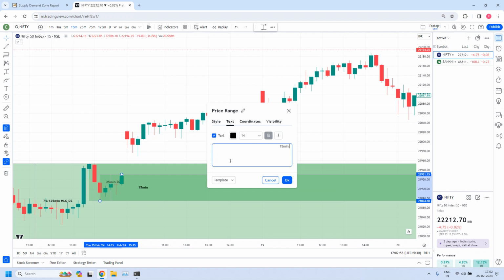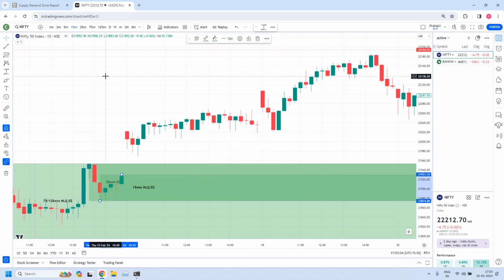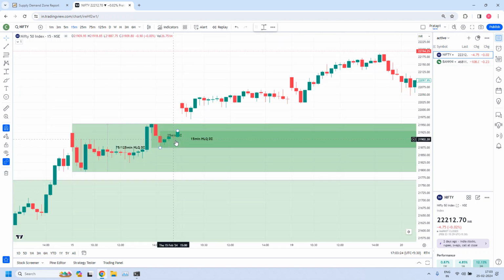High liquidity demand zone. This is inside the 25. That means 25 and 15 minutes are almost same, but slightly it reduced the risk. Instead of taking entry at the proximal line of the 25 minutes, we take the entry at proximal line of 15 minutes. This is a high liquidity zone.